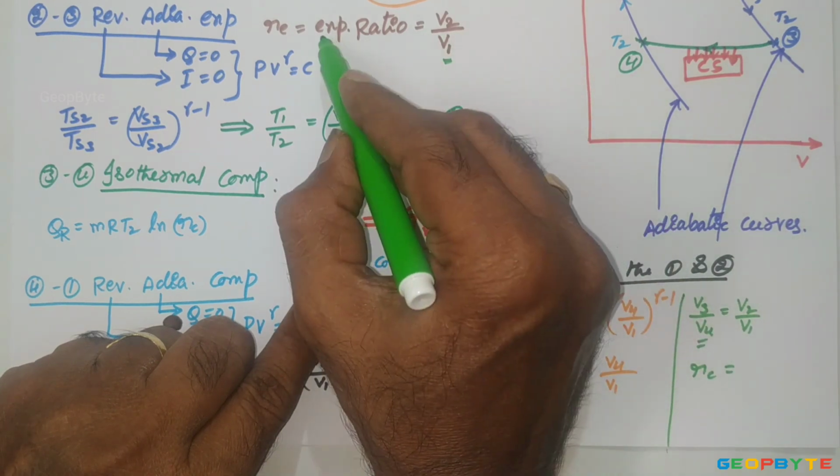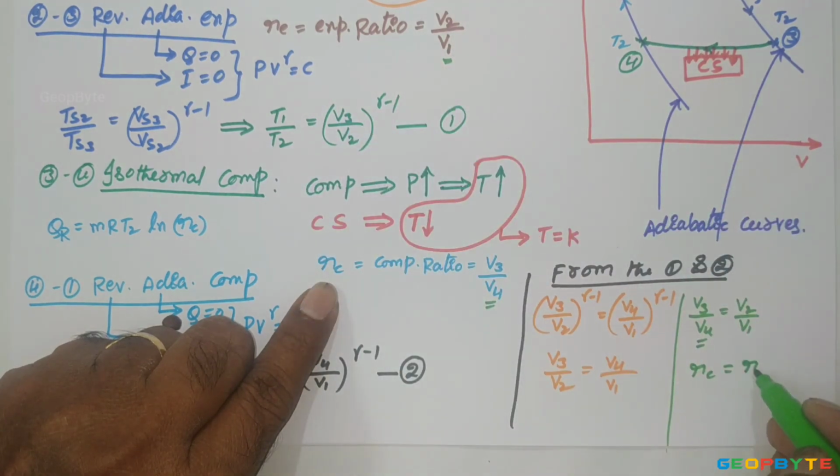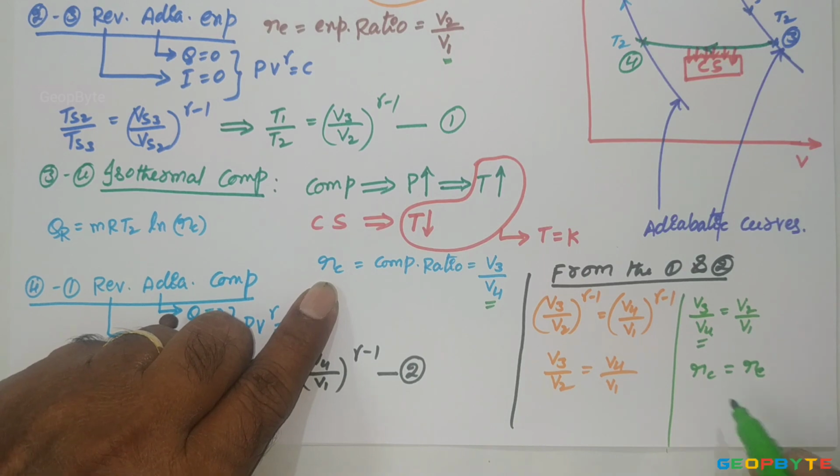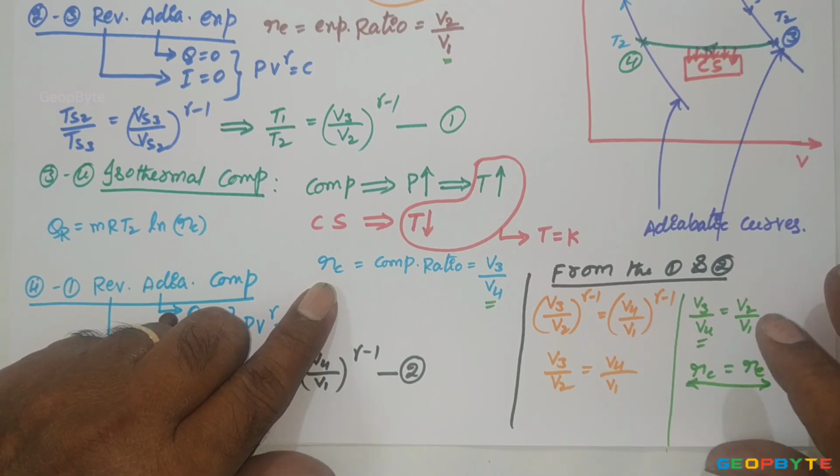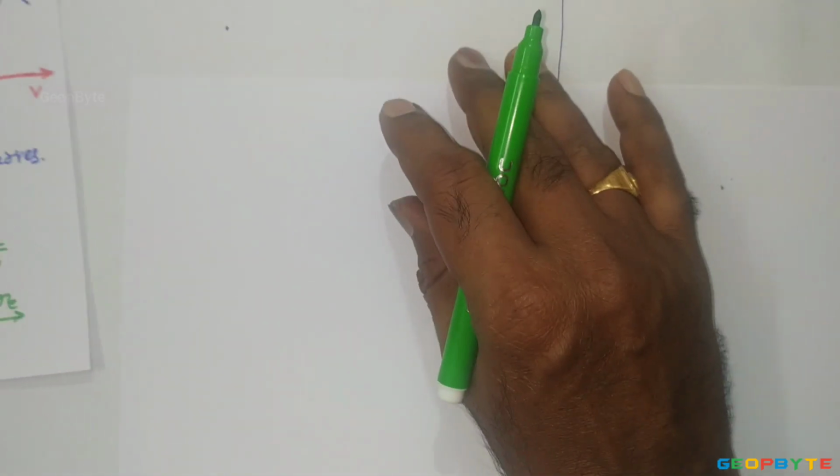V2 by V1 is the expansion ratio. Therefore, compression ratio and expansion ratio are identical, or both are equal for the Carnot cycle. With this information, let us find the efficiency formula for the Carnot cycle.